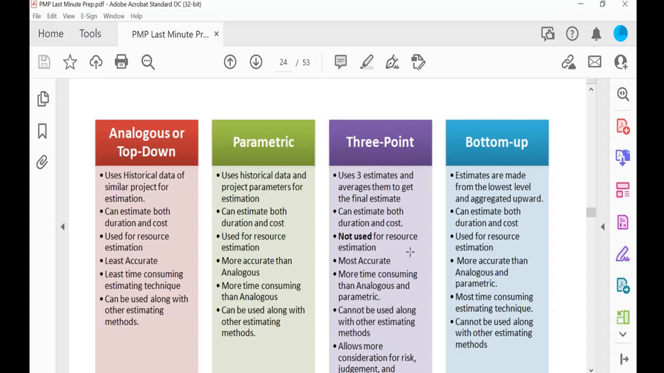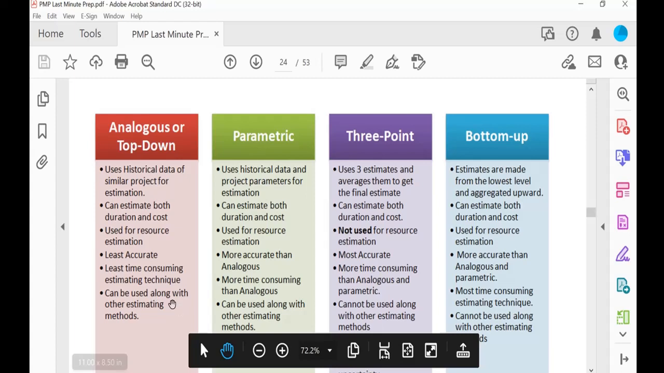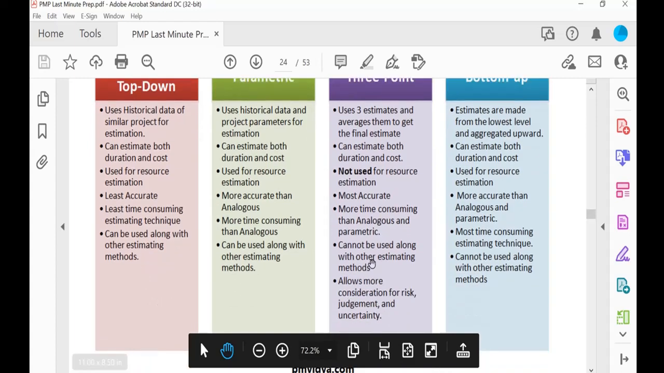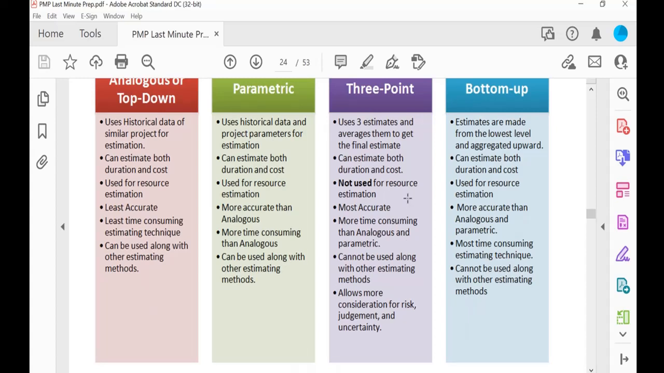Another thing is that some can be used with other estimating methods, and some cannot be used with other estimation methods. And some are not used for resource estimation, while this one is used for resource estimation. Resource in the PMP means how many people, how many equipment, or logistics you need to complete the project. In a sense, I can say resource means your people, your staff. So this one is not for the resource, and except that, all of the methods you can use for resource estimation. All right. Got it.